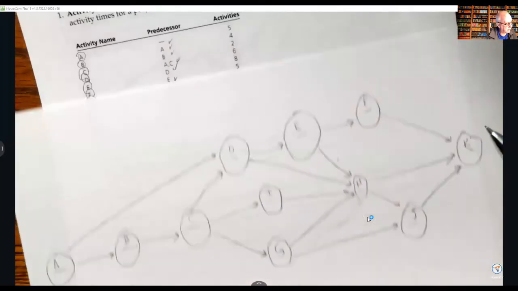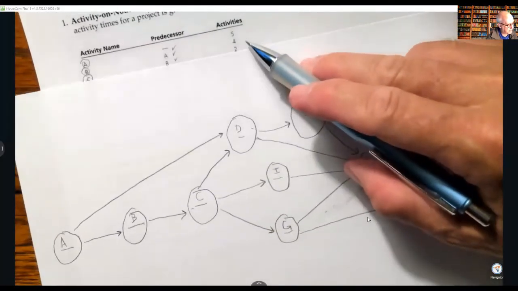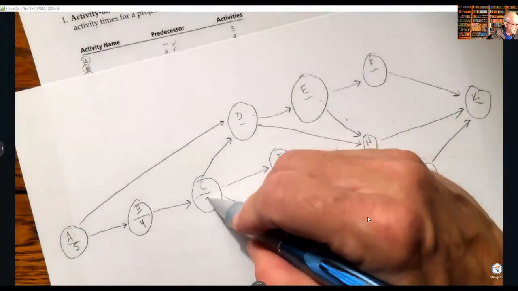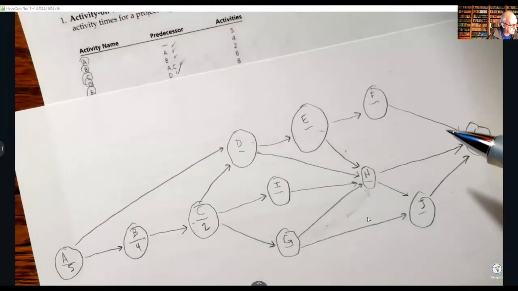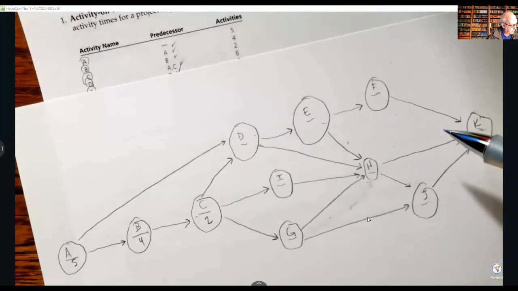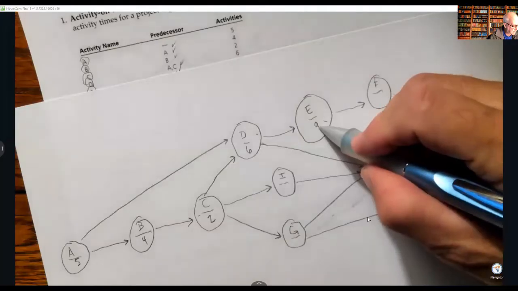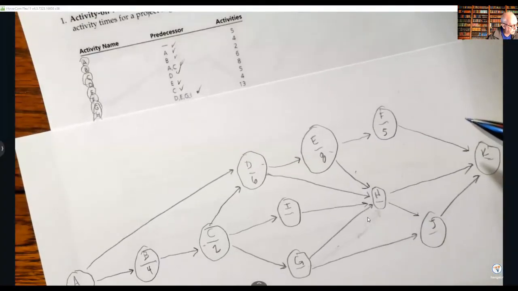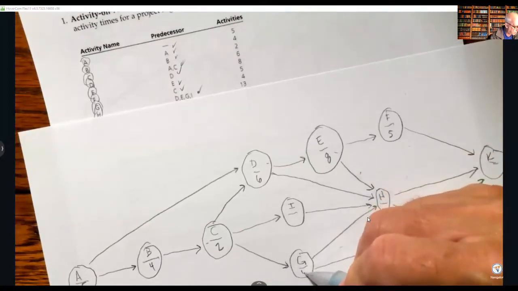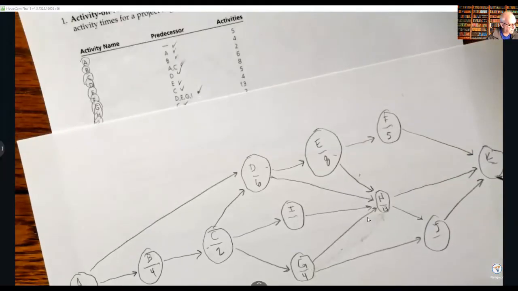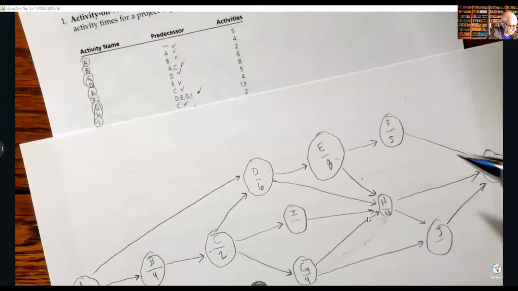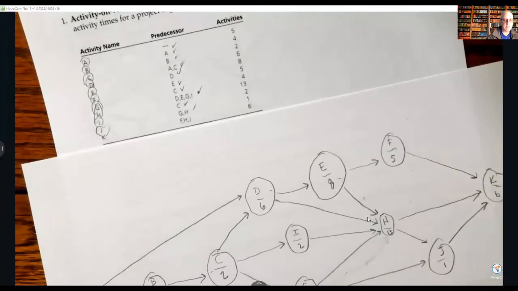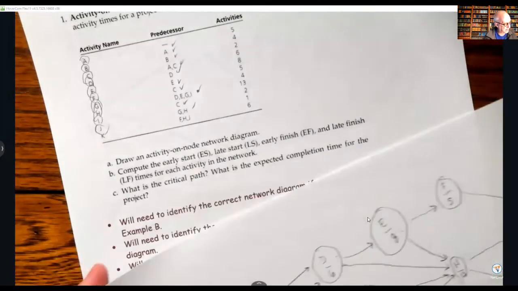Now I'm just going to go ahead and put in my activity times. A is 5, B is 4, C is 2, D is 6, E is 8, F is 5, G is 4, and H is 13, I is 2, J is 1, K is 6. So I have all of these in there. Finally, so now I can go ahead and finish this.